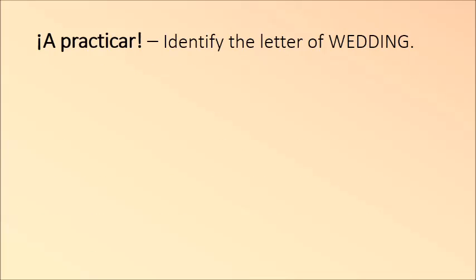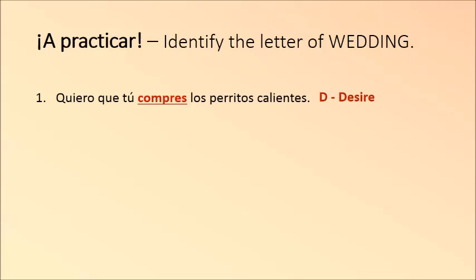Ahora vamos a practicar. So what I want you to do is for each sentence in the subjunctive, tell me which letter of WEDDING the sentence represents. Quiero que tú compres los perritos calientes. This represents desire because it's saying I want you to buy the hot dogs. Número 2. Dudo que los niños hagan la tarea. This is the other D, doubt, because it's saying I doubt that the kids do their homework.